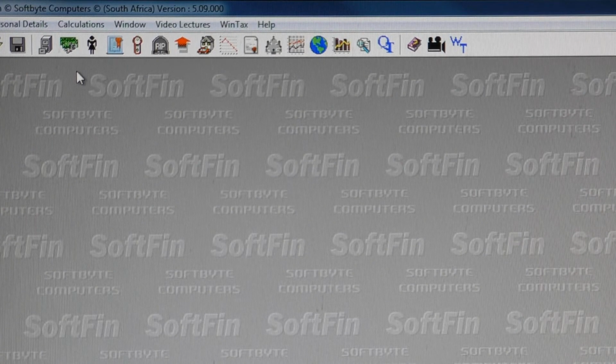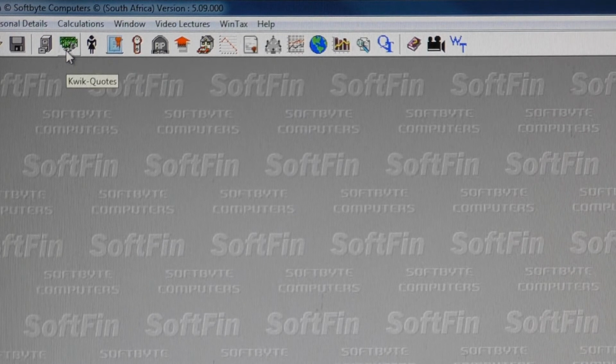We understand how difficult it is for an investment consultant to get a quote from financial institutions for an investment product. A calculator in SoftFin allows you to produce your own estimated maturity values for investment products.